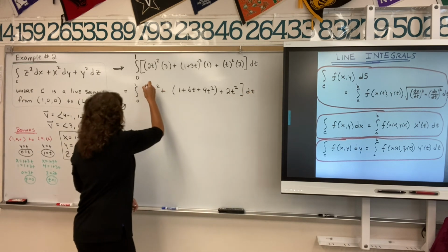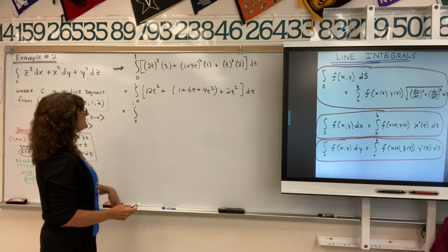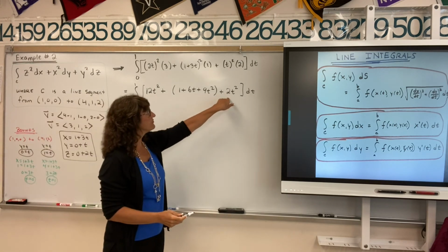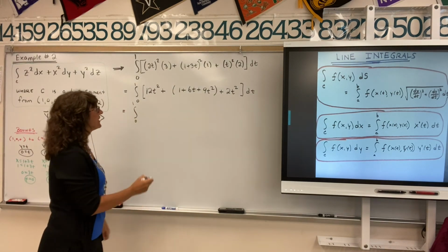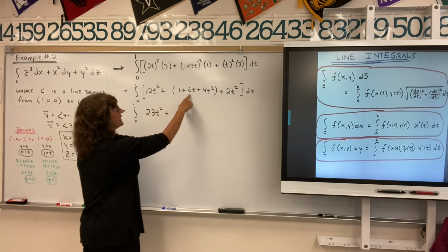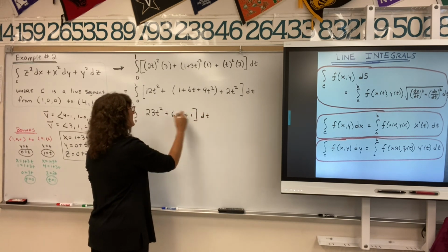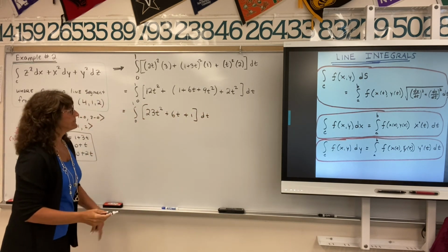All right, let's collect like terms. We'll evaluate from 0 to 1. How many t squareds do we have? 12, 12 plus 2 is 14, 14 plus 9 is 23. 23 t squareds. How many t's do we have? Just 6 of those. And then plus 1. So we want to integrate these terms with respect to t.